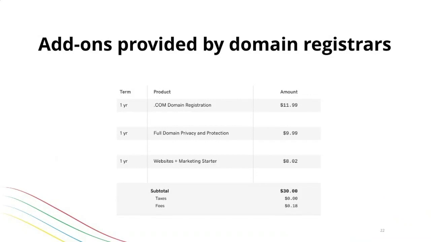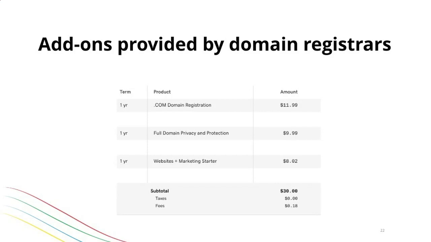So I wanted to test out buying a domain from a couple different registrars, and I noticed they also had some add-ons. So I bought the full domain privacy and protection, and I'll get into what that means right after this. And they also had this websites and marketing starter kit. Shop around for this because I think both of these are a little overpriced, and you'll see the term here is a year for all of them.